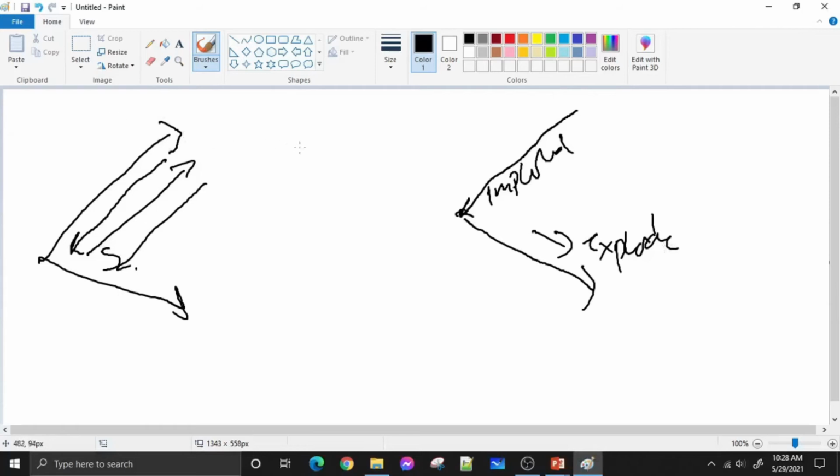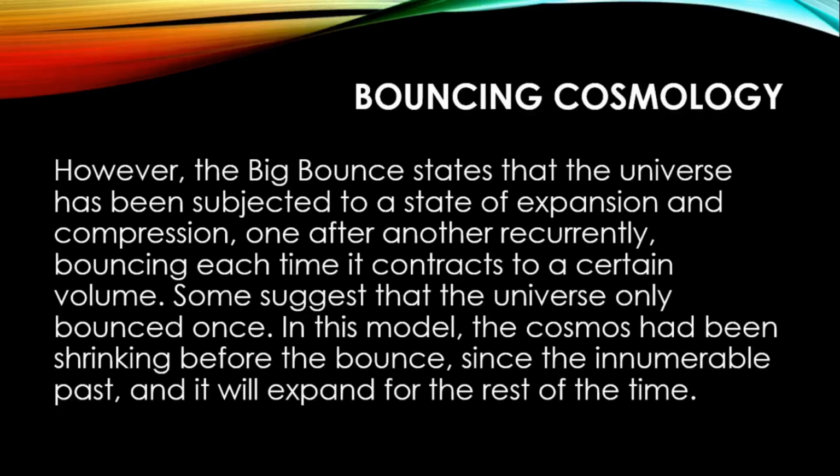The oscillating universe theory is cyclic. It goes in a cycle. The universe will expand and explode and then implode and then explode again in a cycle. But with the bouncing cosmology, it is right now imploding into a singularity, and then later on it will explode and never implode again. It will continue to expand for the rest of the time. That is the bouncing cosmology theory.